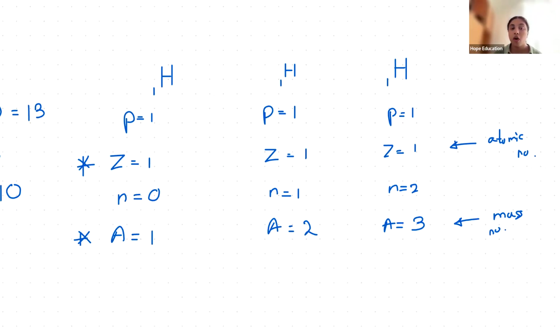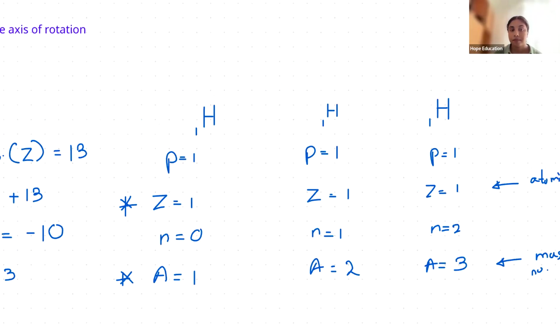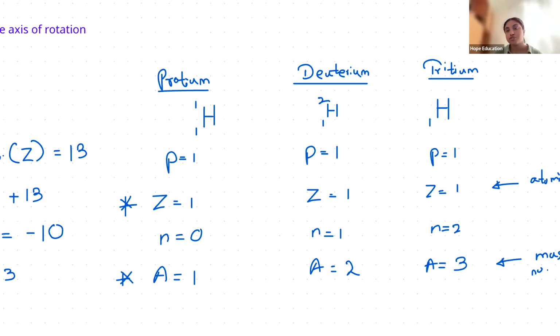So this isotope we called it protium. This isotope we called it deuterium. And this isotope we call it tritium. So mass numbers take up and make a marker. So this therefore is tritium. It's not just hydrogen. We learned about other isotopes as well.